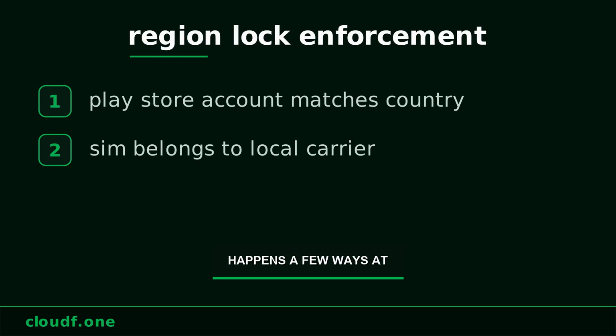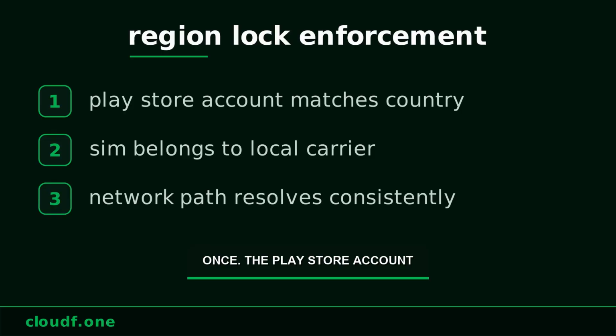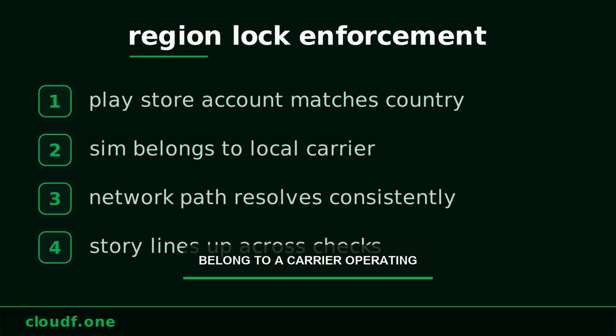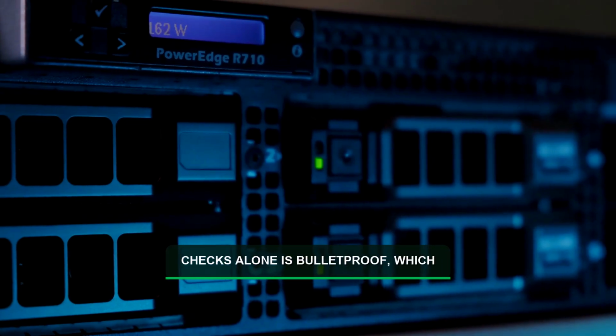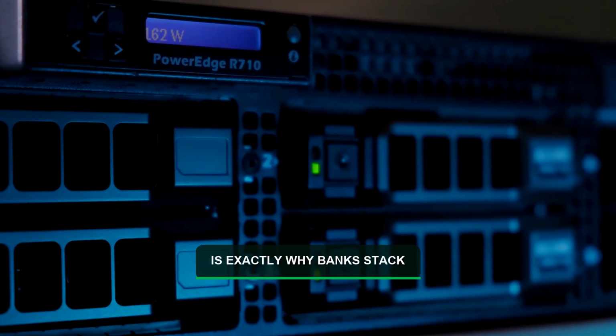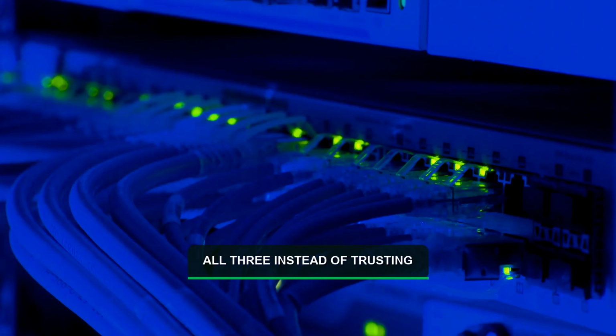And the enforcement happens a few ways at once. The Play Store account doing the download has to be registered to that country. The SIM inserted has to belong to a carrier operating there. The network path has to resolve somewhere consistent with both of those. None of those checks alone is bulletproof, which is exactly why banks stack all three instead of trusting any one of them.